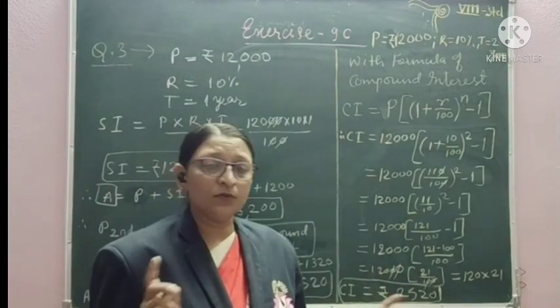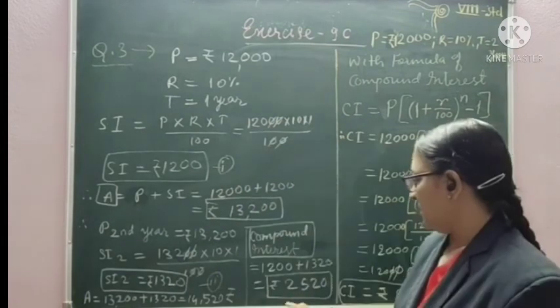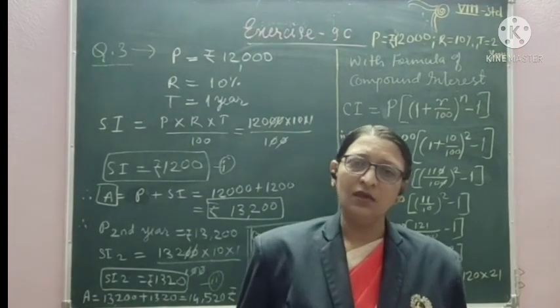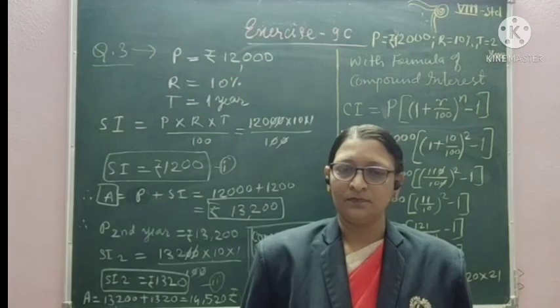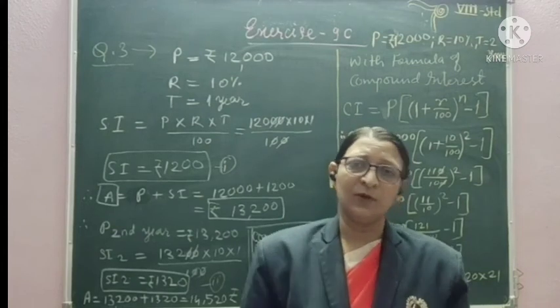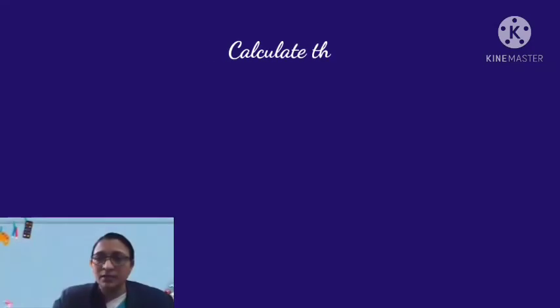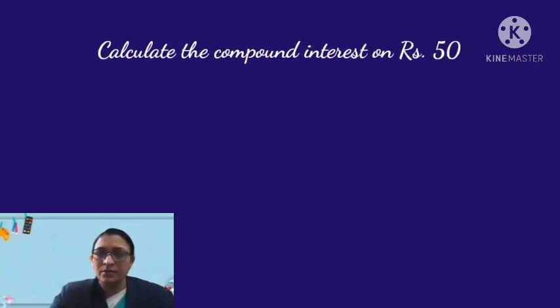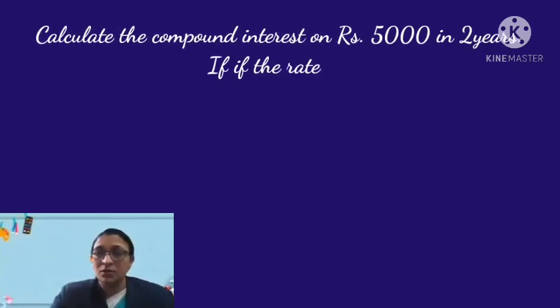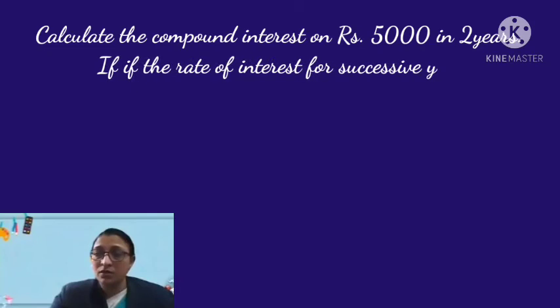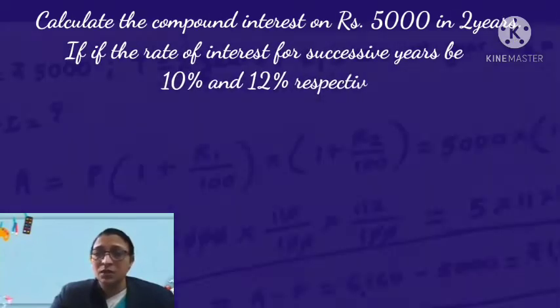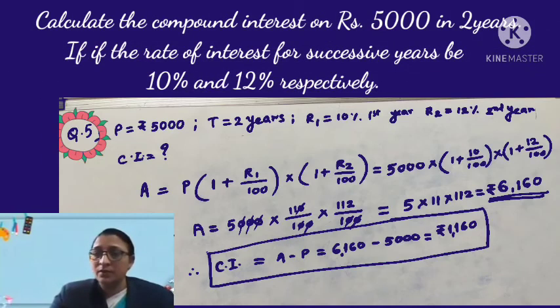With both methods, you will get the same answer. Whichever method you feel is easy, you can use. Let us step to another example. Calculate the compound interest on rupees 5000 in 2 years if the rate of interest for successive years be 10% and 12% respectively.